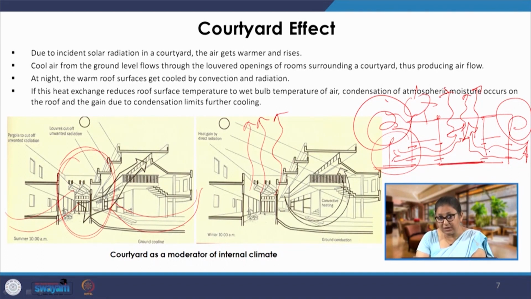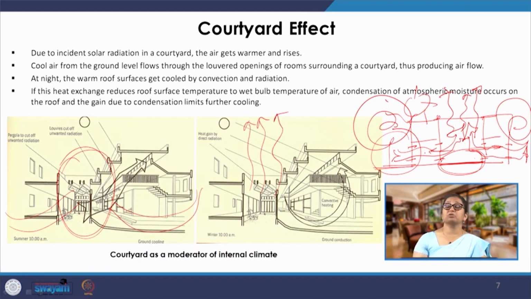So, it will heat up faster, and during the day it will release all that heat. And in the night time, it will provide for convective heating, that is during the winter nights, because this space has already heated up. So, this space will heat up the space surrounding it.